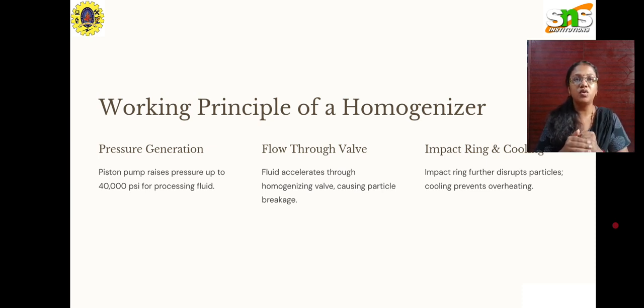Flow through the valve means the fluid gets accelerated through a homogenization valve, which causes a significant increase in its velocity. Because of that, there is very fast acceleration with the shear force acting upon it, so ultimately it helps to break down the particles. Lastly, the impact ring and cooling: the impact ring disrupts the particles by its action in the homogenizer. The cooling system is also present to prevent overheating during the process and to maintain integrity throughout the process.